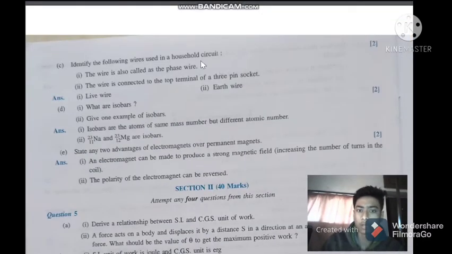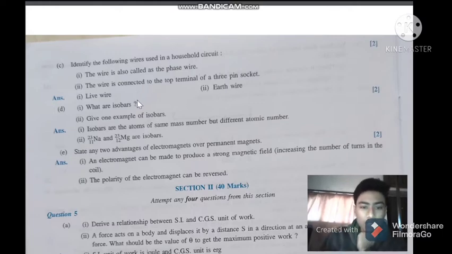Now identify the following words used in the household circuit. The wire which is called a phase wire. Phase wire, what do we know? Phase, which is in phase, the live wire, which brings current to our home in the domestic circuit. Okay, the next wire is connected to the top terminal of a 3 pin socket, so it's the thicker one. Remember, earth wire, surely.